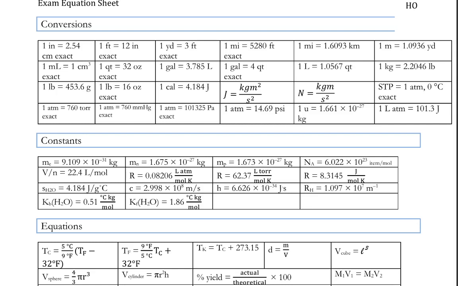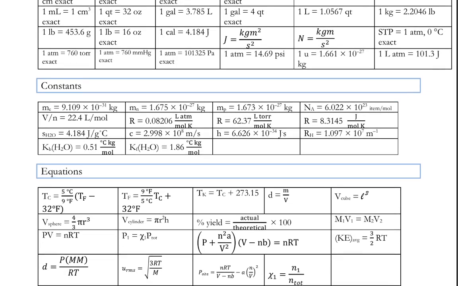So in the first part of the exam equation sheet, I have a number of conversions. 1 inch is 2.54 centimeters. That's exact. And 1 calorie is 4.184 joules. A lot of this you might not be familiar with now, but you will as we go through our course. So the first part is conversions, very handy for when we do dimensional analysis conversions.